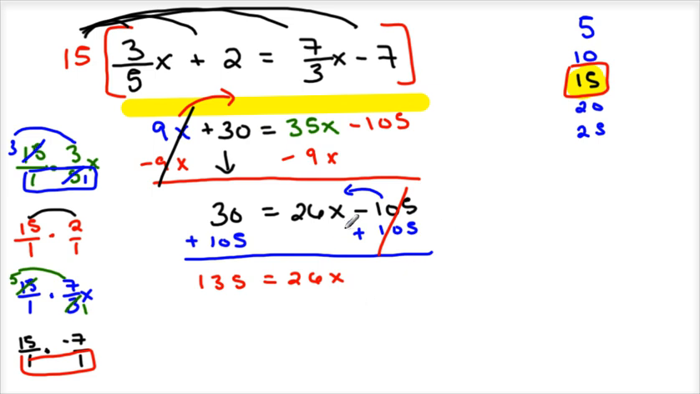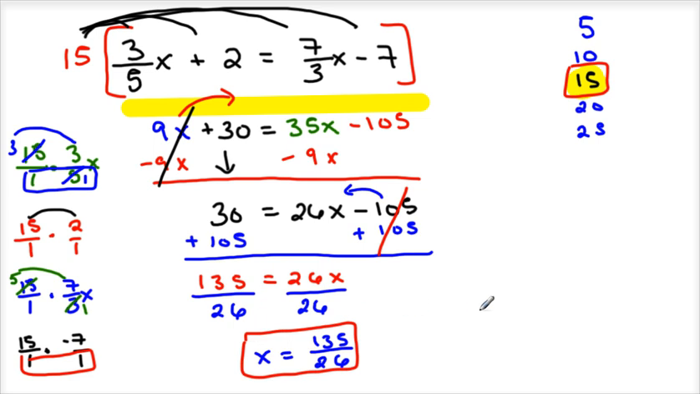Okay, so now I'm getting closer. My last step here is to divide by 26 to isolate my x. Divide this side by 26. And I'm left with x equals 135 over 26. Always try to simplify if you can. I don't believe this one can simplify. So there is your final answer: x equals 135 over 26.